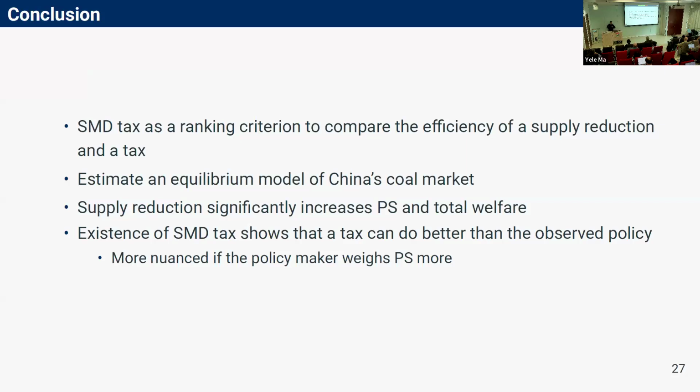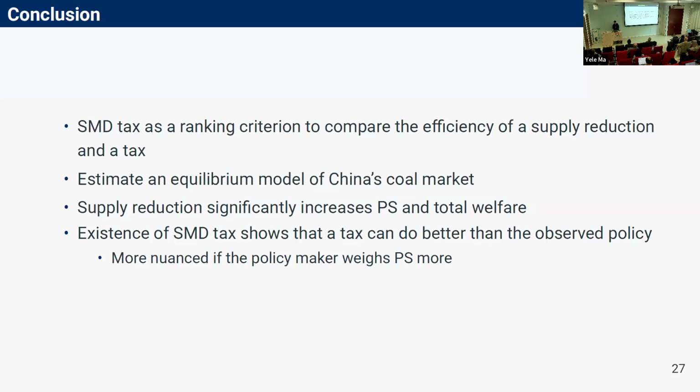The key contribution of this paper is to provide a novel ranking criterion, based on the surplus matching tax with a dominated quantity distribution, to compare the welfare effect of a supply reduction policy with a tax policy. We implemented it in China's coal market with an estimated empirical equilibrium model.